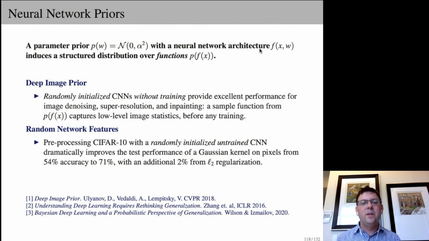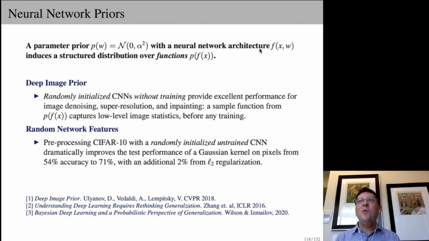Another result from the paper by Zhang et al., Rethinking Generalization, shows that if we pre-process CIFAR-10 with a randomly initialized untrained CNN, we get dramatically improved test performance when we're using a Gaussian kernel directly on pixels. So it goes from 54% accuracy to 71% accuracy. And then we just get another 2% from L2 regularization, which would be like tuning this alpha parameter. And so this is really saying that this induced distribution over functions is fairly reasonable.